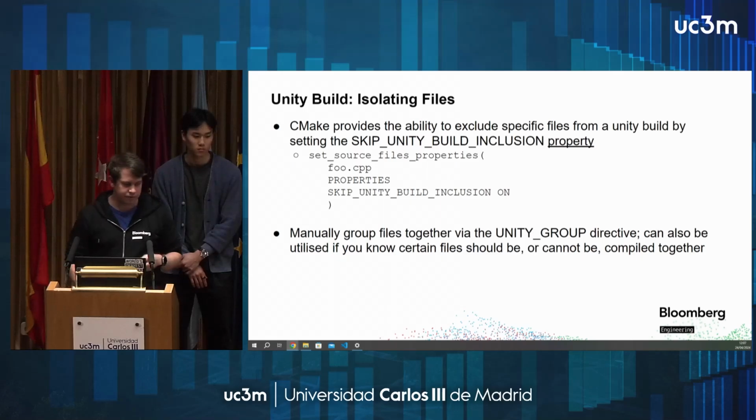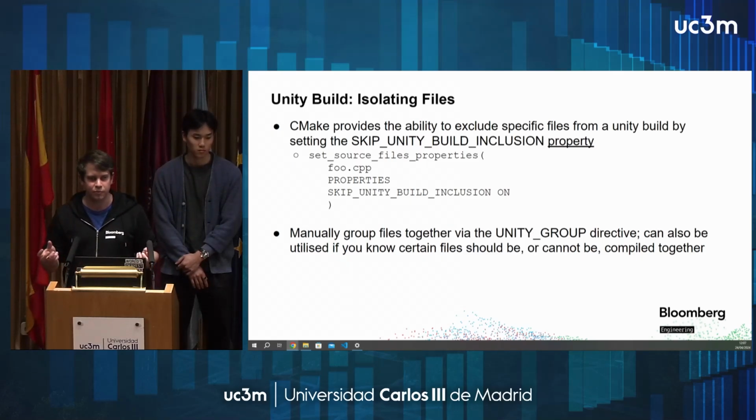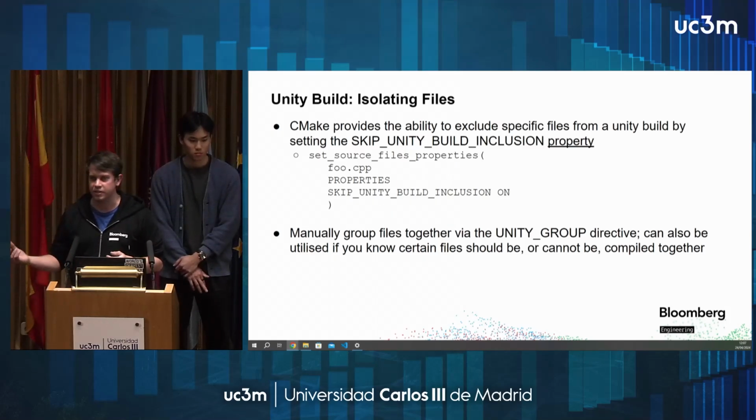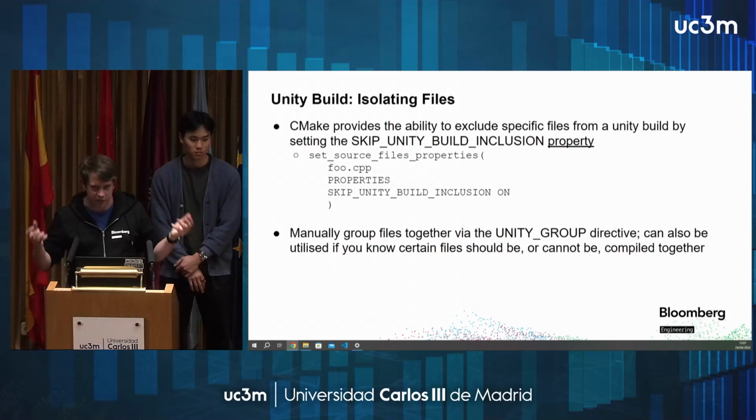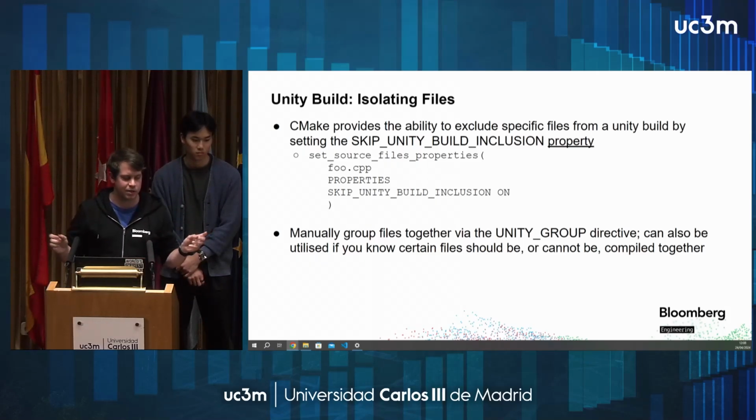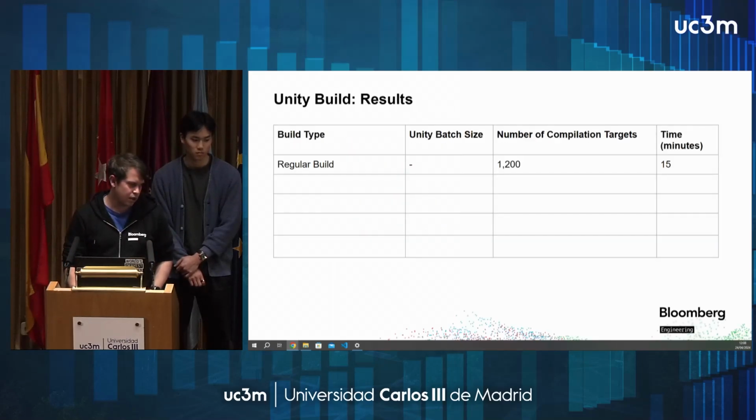The other option you have is manually grouping files together via the Unity group. So we actually ended up doing this with our third-party libraries. In the macro case, we're like, hey, all of these files depend on this third-party library. All of these files depend on this third-party library. We'll try and compile them separately because we know there should be some shared dependencies here. So you should get some benefits, but there's no need to actually compile them together.